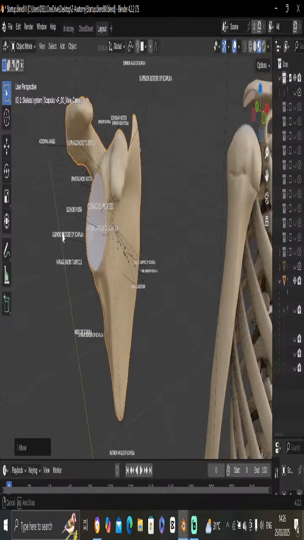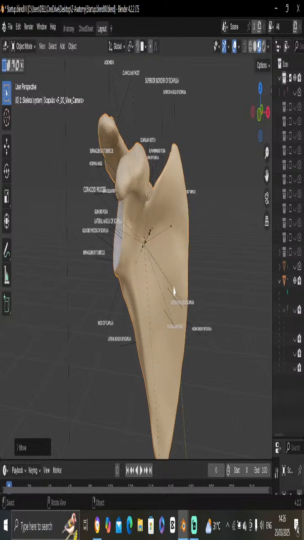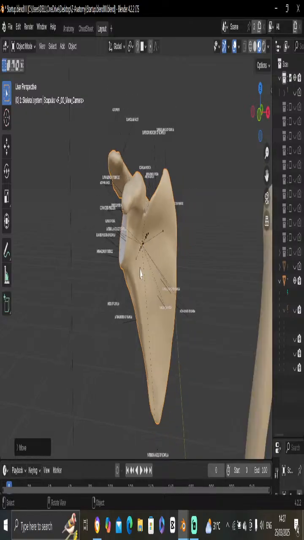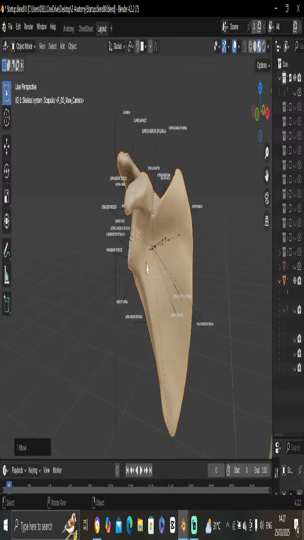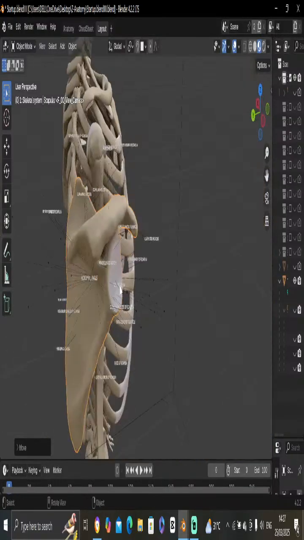And on the anterior surface of the scapula, we can see a depression here. This is known as the subscapular fossa of the scapula, and it is the point of origin for the subscapularis muscle. So basically that's a summarized version of the osteology of the scapula.